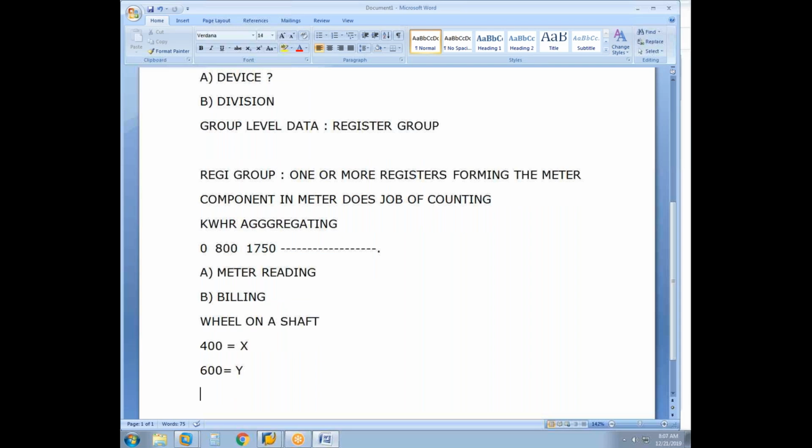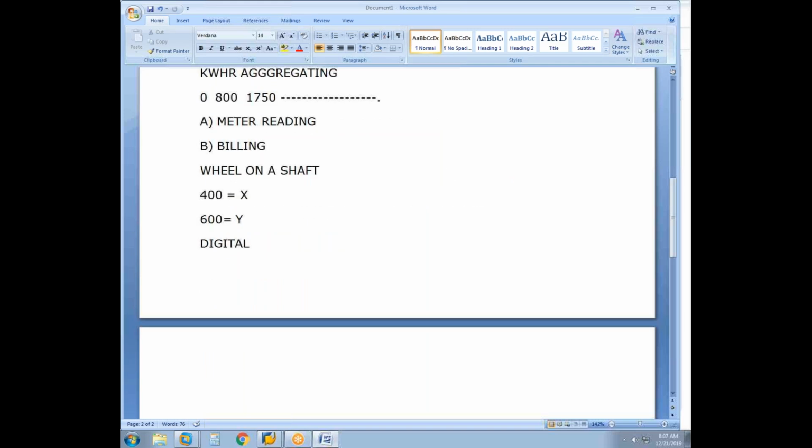Now later it has become digital, basically like an electronic component. You just go to the meter, you don't see any construction like a rotating wheel. Directly you'll see the numbers. This month it is showing 30,400. Previous month it was 29,200. So the difference is the consumption for that particular meter register for that particular month.